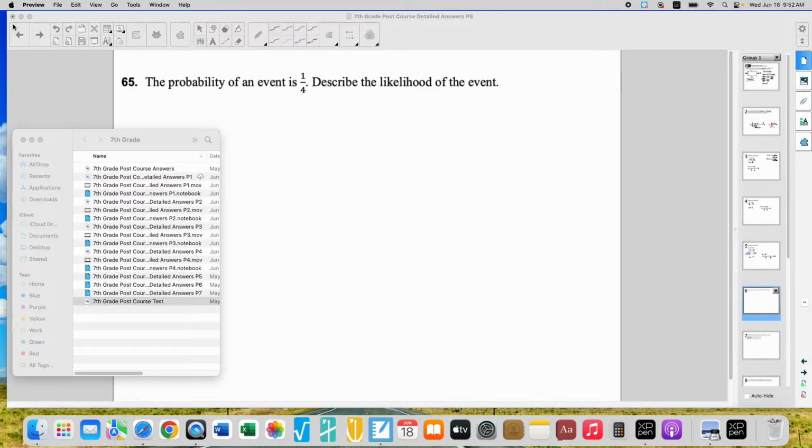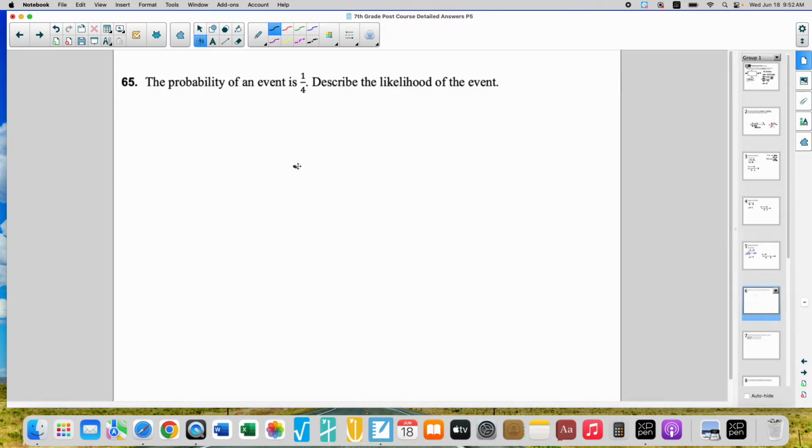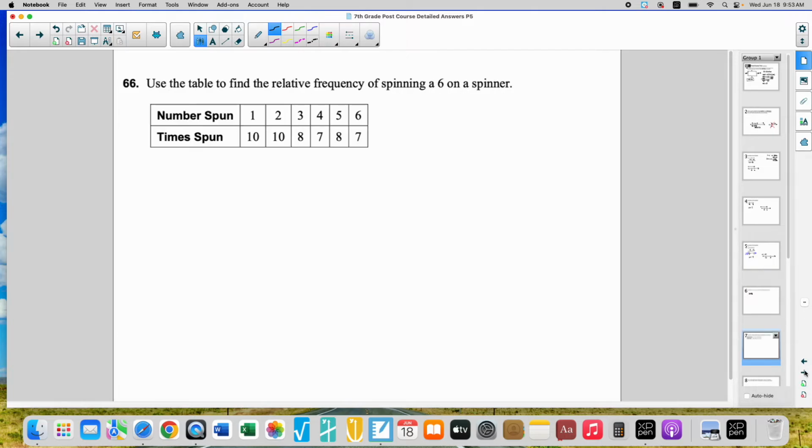What is the likelihood of the event? That's an interesting question. The likelihood is 25%, or 1 in 4, right? 1 of every 4 is likely. So it says 7/50ths. I don't understand why it would be 7/50ths for 65. That's a weird question. Not sure. They're not doing a very good job.